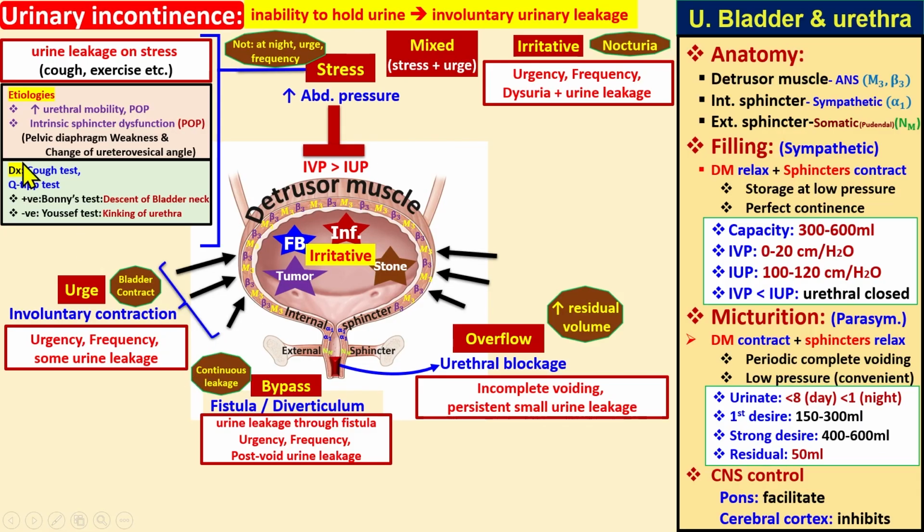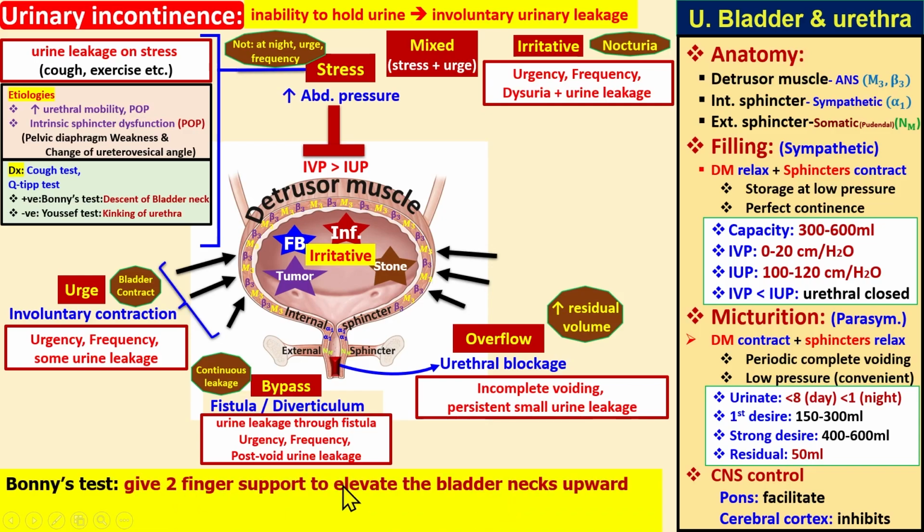Okay. So next, if it is positive, then you go for the Bonney's test. In Bonney's test you support the bladder neck with two fingers and check the urination. Upon stress, if the patient urinates, it means there is a descent of the bladder neck, or you can say prolapse of the pelvic organ.